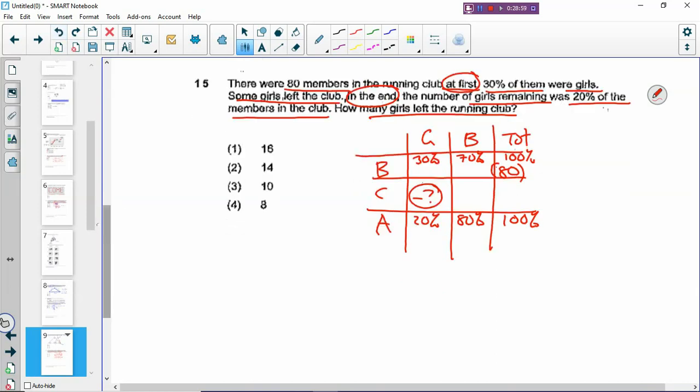So that's how simple the method can be, right? Sometimes I feel that it's even better than model drawing because you don't really have to spend time to draw the model. Just have a table and then just plug the numbers in. All right. So what is unchanged? The boys is unchanged, right?